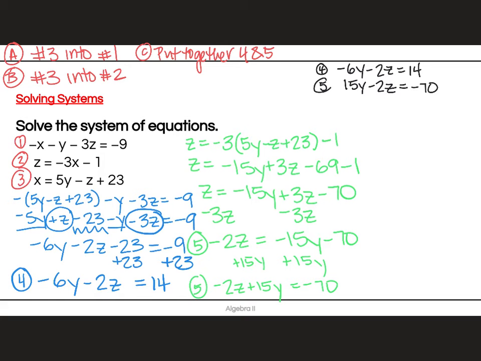And then I have to figure out what's going to be the best method to simplify this. So when I look, now I'm going to use elimination because my z's are the same. So I'm going to give you guys a note.